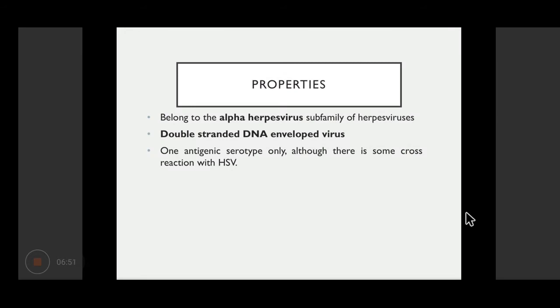This virus, the Varicella zoster, belongs to the alpha herpes virus group. Again, it has double-stranded DNA, and only one serotype is known, although there is some cross reaction with HSV virus.